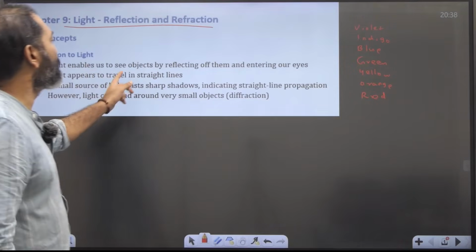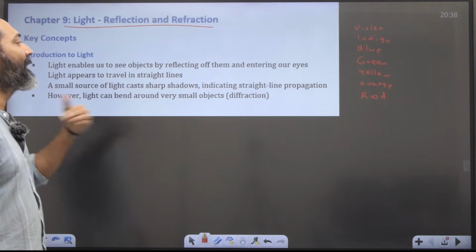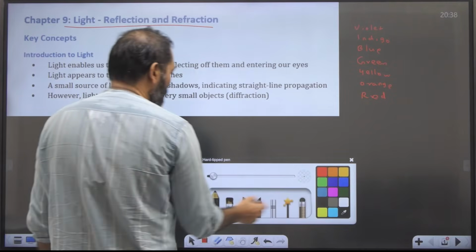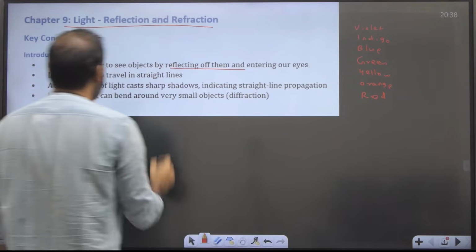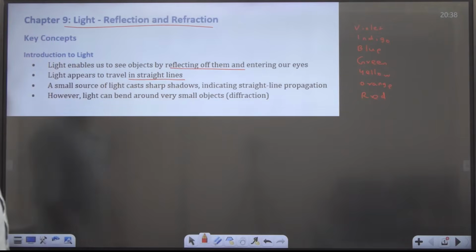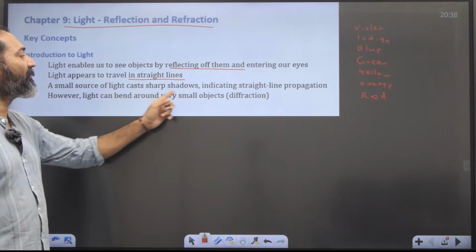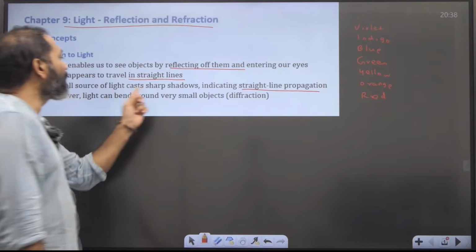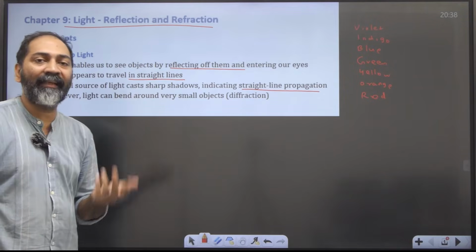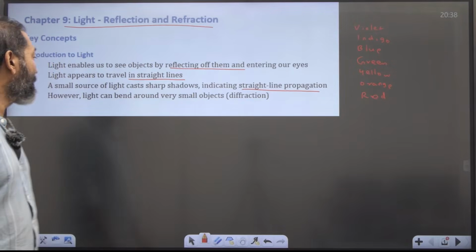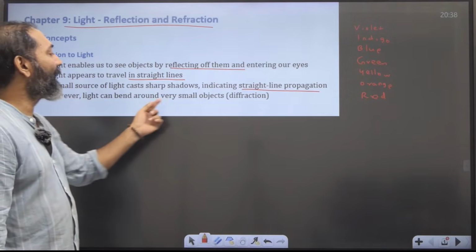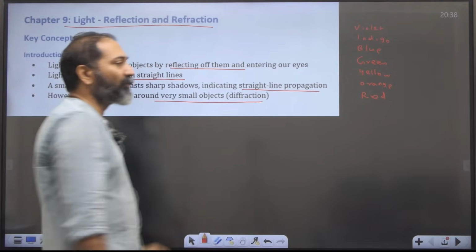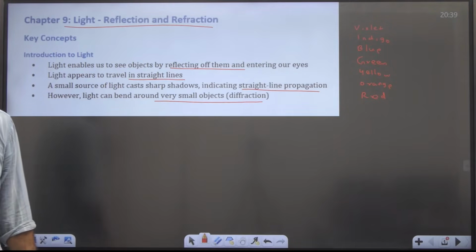Light enables us to see objects by reflecting off them and entering our eyes. Light appears to travel in a straight line. Very important point. Light reflects off from objects. Light travels in a straight line. A small source of light casts sharp shadows, indicating straight line propagation. What does it indicate? Light flows in a straight line. However, light can bend around very small objects. This bending of light rays around obstacles of very small size is called diffraction.